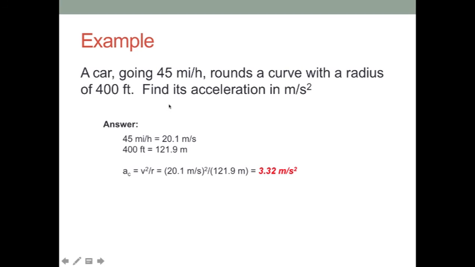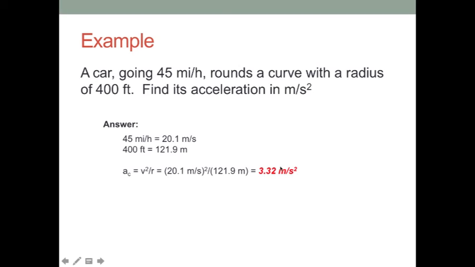Okay, first thing you need to do is convert everything to metric units, because I want the acceleration in meters per second squared. I gave you the velocity in miles per hour and the radius in feet. So 45 miles per hour, we converted as 20.1 meters per second, and 400 feet corresponds to 121.9 meters. We take these, we plug it into our centripetal acceleration formula, and we get 3.32 meters per second squared, which is our answer.